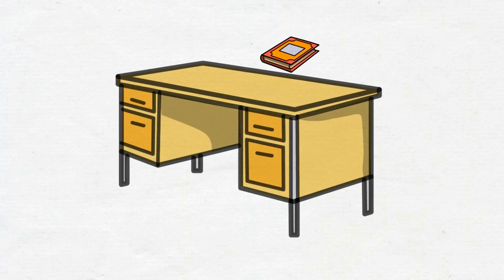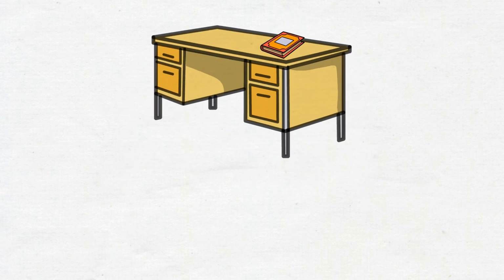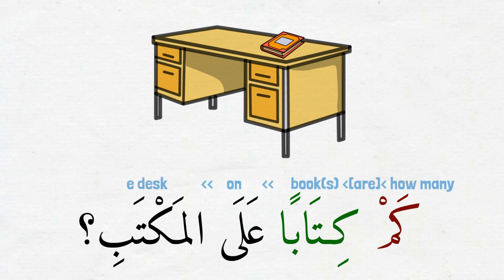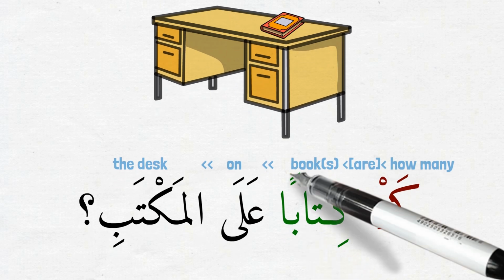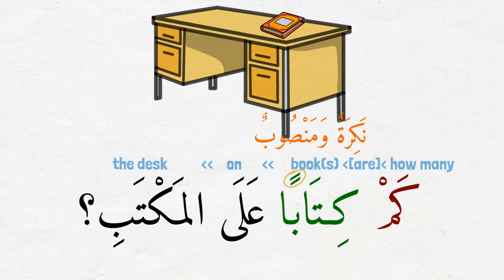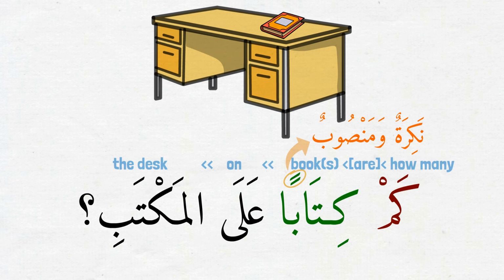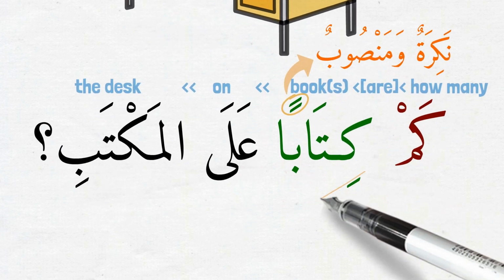For example, كم كتابا على المكتب? I'm asking how many books are on the desk. كم كتابا على المكتب? Notice the case of the ism كتابا here that is coming after the word كم. كتابا is ending with tanween fatha, indicating that it is nakirah and mansub. If you don't remember the mansub case of the ism, please check out our video for Lesson 4 and Part 2, where we introduce all three cases of the ism.